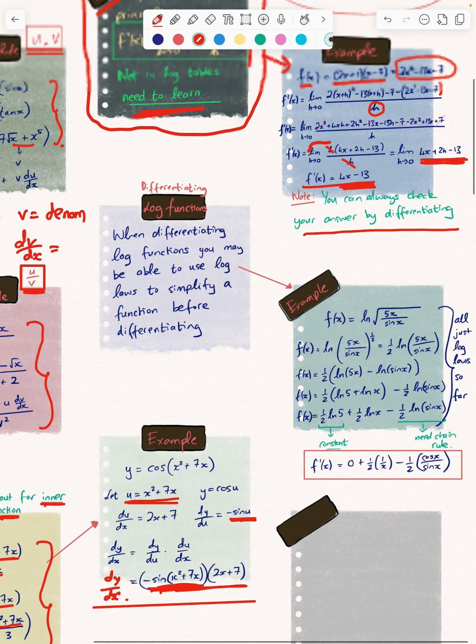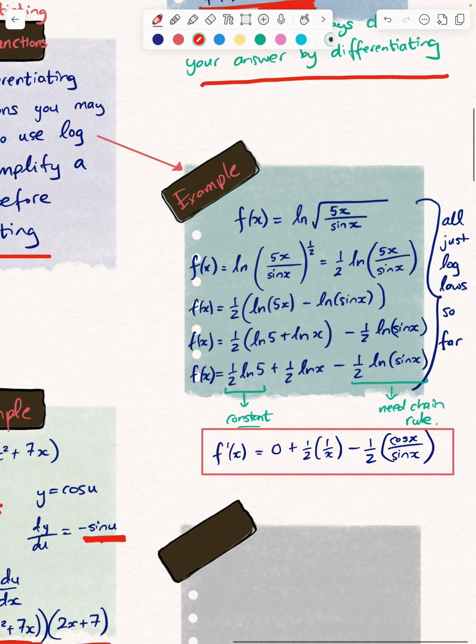And then, you can use some of the log laws to help you simplify a function before you differentiate, okay? So if you look at this example over here, that's a fairly convoluted function to have to differentiate, the ln of the square root of 5x over sine x. You see the quotient rule, you see chain rule, let's see, two chain rules. But if you use your log laws, you could simplify and make life much easier when you go to differentiate.